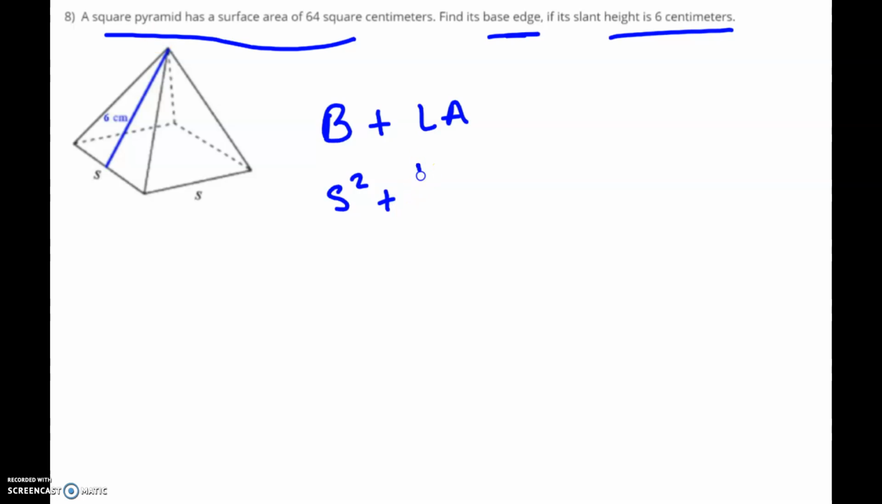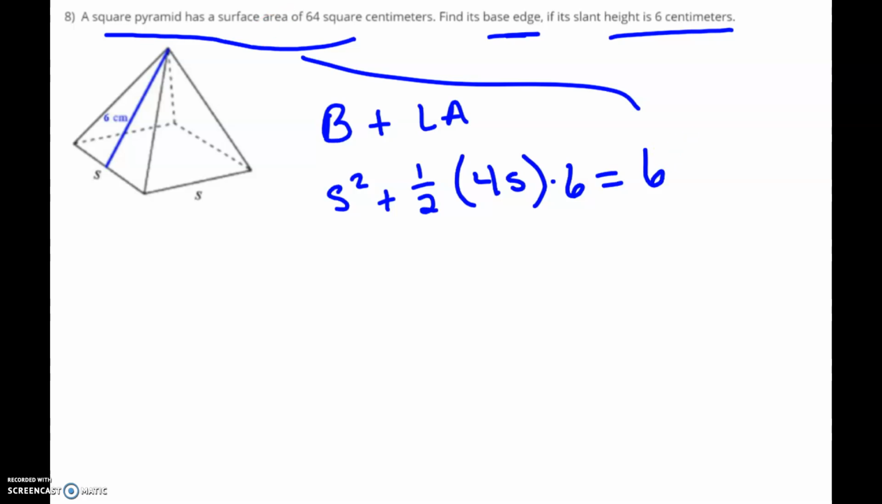The lateral area would be 1/2 times my perimeter. My perimeter is 4 s's, and my slant height was 6. Recall that is equal to, as they told us here, 64. So there's my equation. I have one variable I need to solve for, s. Let's simplify. So I get s squared plus 1/2 of 4 is 2. 2 times my 6 puts me at 12s.